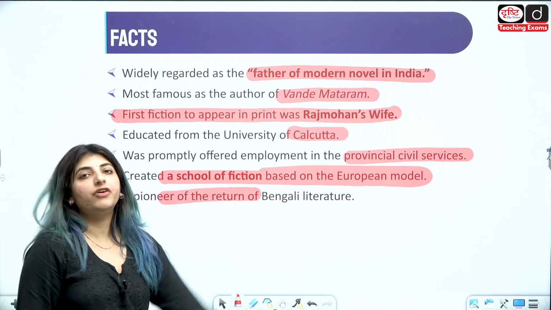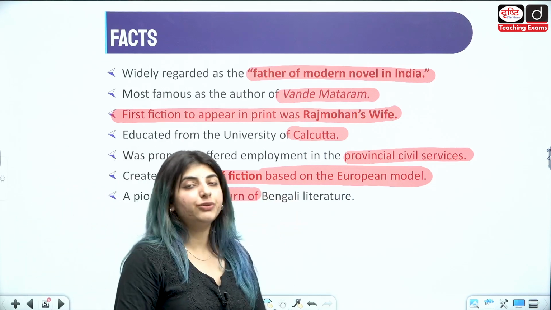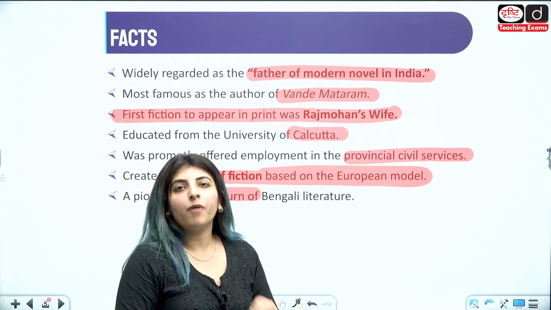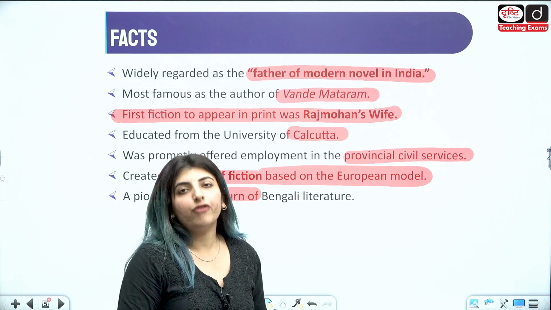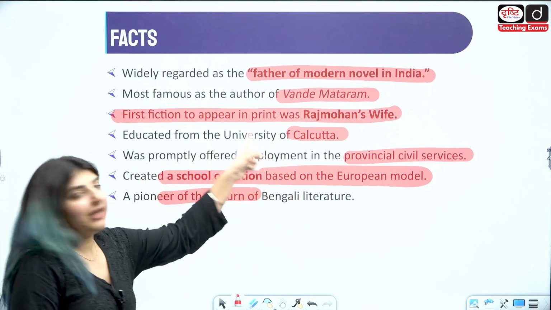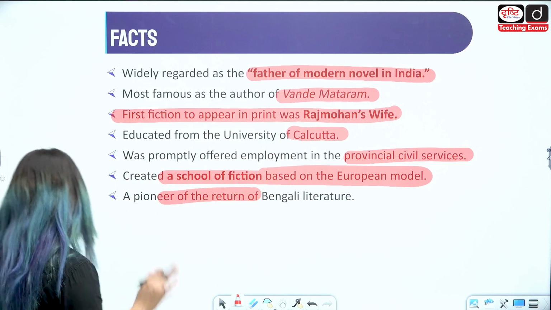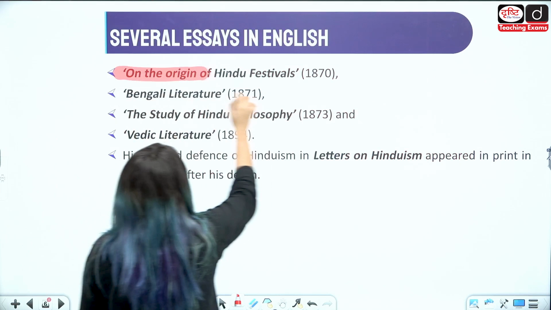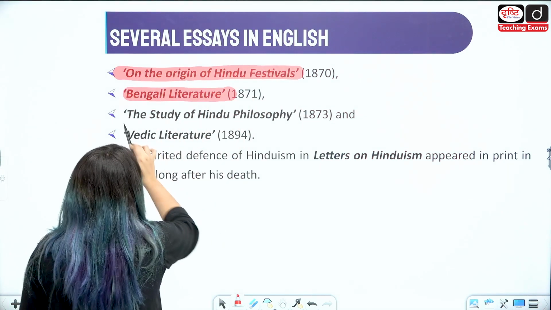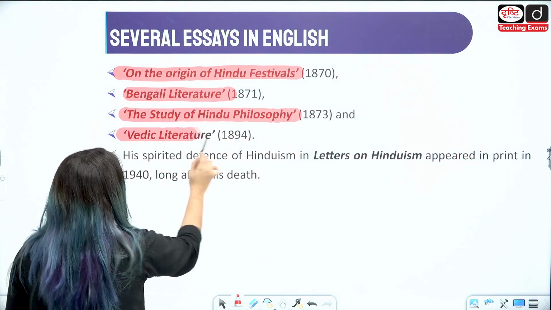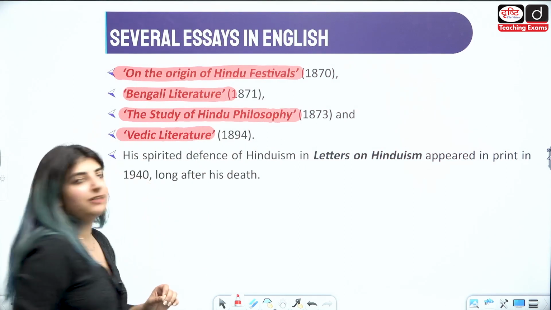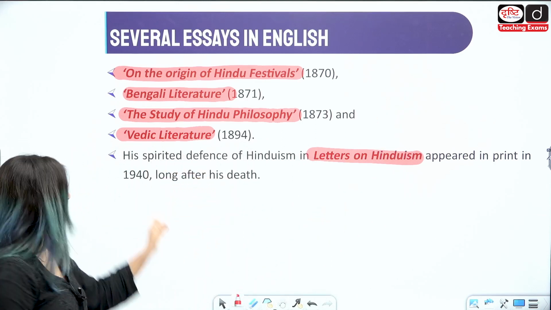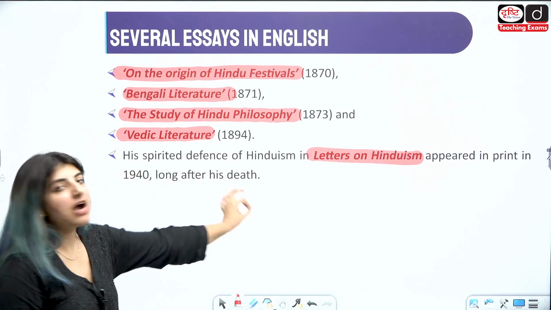He is the pioneer of the return of Bengali literature. As I told you, the rest of the works that we are going to see will majorly be in the language of Bengali, right? Solely the work in English is Raj Mohan's Wife. Moving forward, several essays he has written on the origin of Hindu festivals, Bengali literature, the study of Hindu philosophy, Vedic literature, his spirited defense of Hinduism in Letters of Hinduism appeared in print in 1940, long after his death.